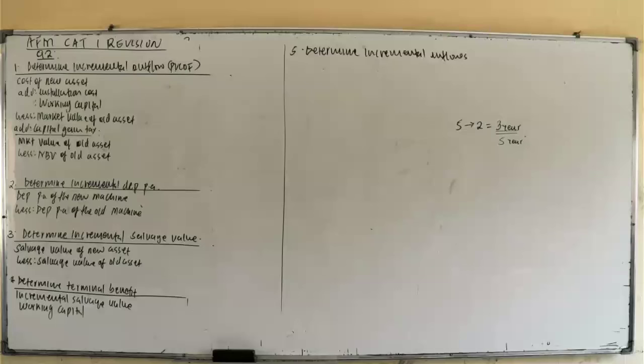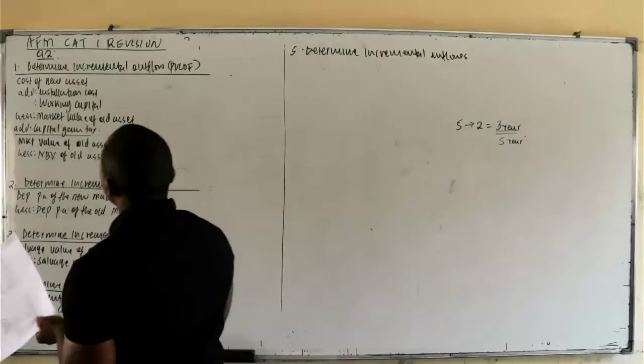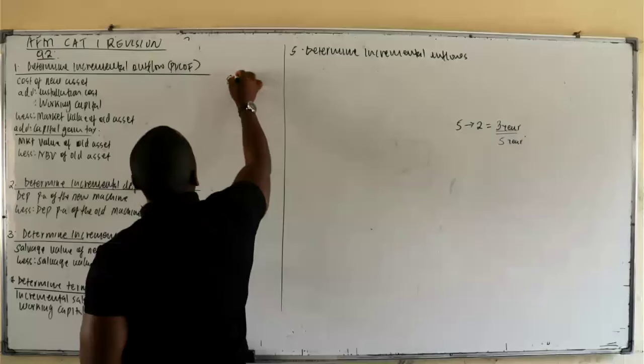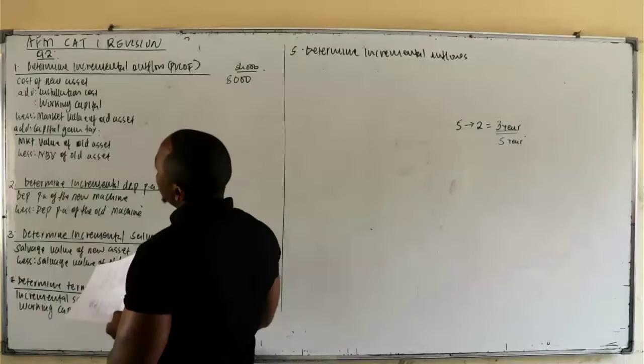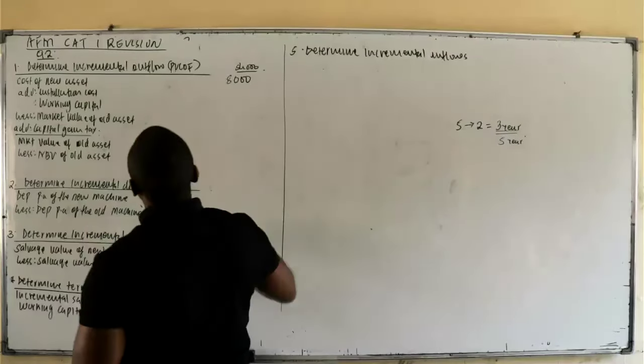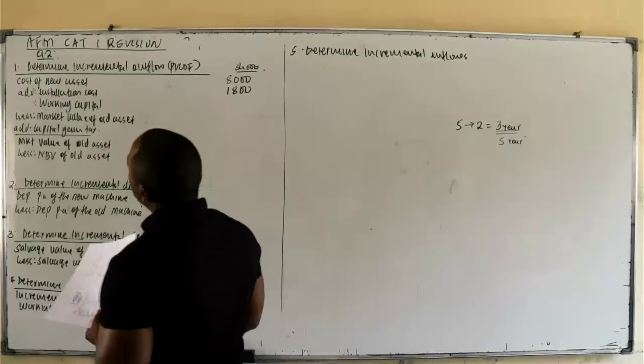Now let's follow the steps, starting with step number 1. How much is the cost of the new machine? It's 8 million. Then you add the installation cost. How much will be the installation cost? 1.8. Also, we need the working capital. Now, working capital is current assets minus current liabilities. How much do we need?